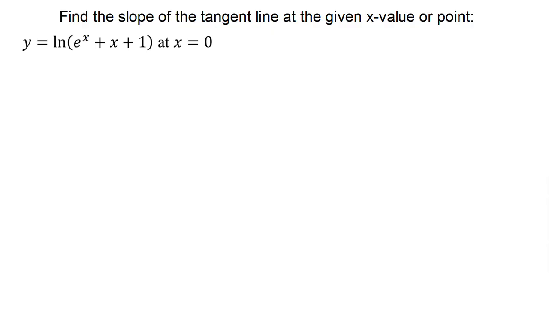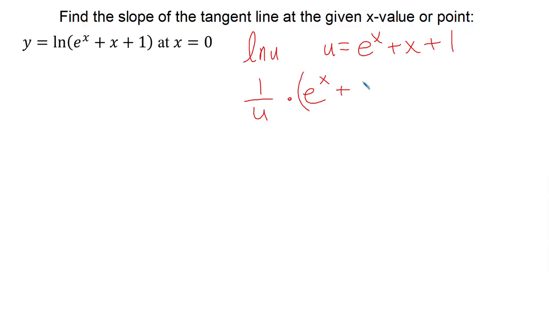All right, here we go. Number 15, we have the natural log of a function. So we'll use the chain rule to take the derivative. It's natural log u, where u is e to the x plus 1. So when we take our derivative here, we should get 1/u times the derivative of u, which is e to the x plus 1, right? E to the x's derivative is e to the x. The derivative of x is just 1, and the plus 1 is a constant, so it goes away.